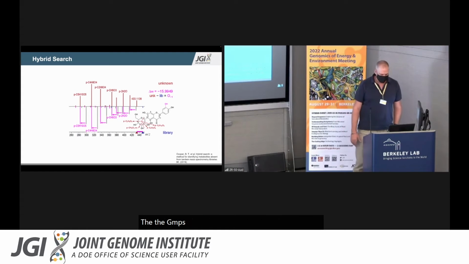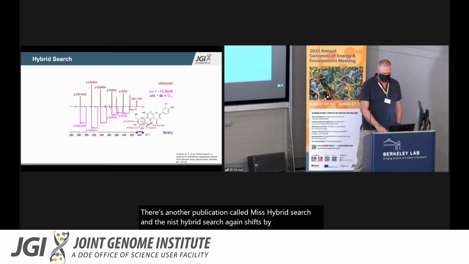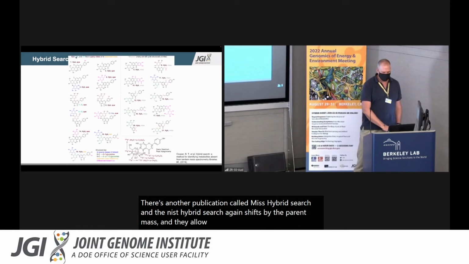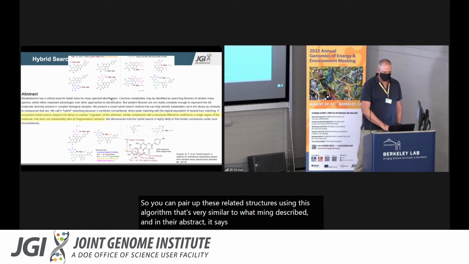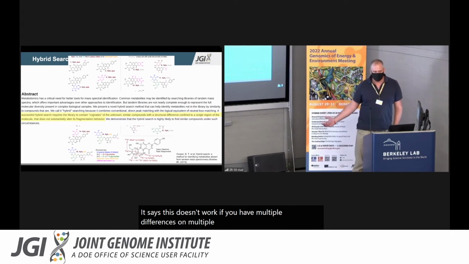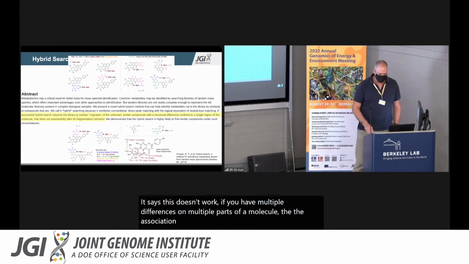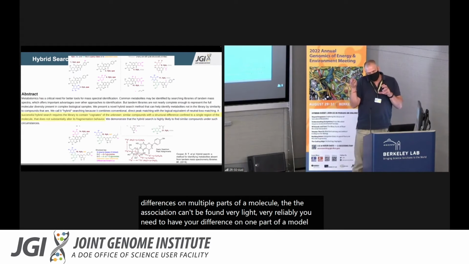GNPS is the most widely used tool for doing this. There's another publication called NIST Hybrid Search. The NIST hybrid search, again, shifts by the parent mass, and they allow you to find related structures. So you can pair up these related structures using this algorithm. That's very similar to what Ming described. And in their abstract, it says what I just showed you with the cartoon. It says this doesn't work if you have multiple differences on multiple parts of a molecule. The association can't be found very reliably. You need to have your difference on one part of a molecule, and it needs to be one difference to work reliably.